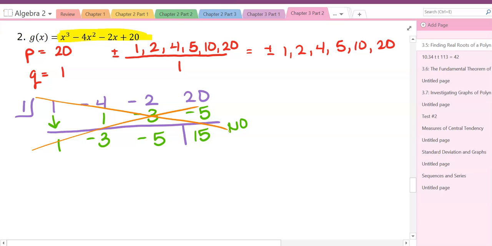Okay, so this is what I was talking about, that it may not always be 1. It might have to be another number. Now because I've done these problems before, I know what factor works. So I'm going to go ahead and skip ahead. I'm not going to do negative 1 or positive 2. I'm going to skip to negative 2. I'm using the same coefficients as before, though. So 1, negative 4, negative 2, and 20.